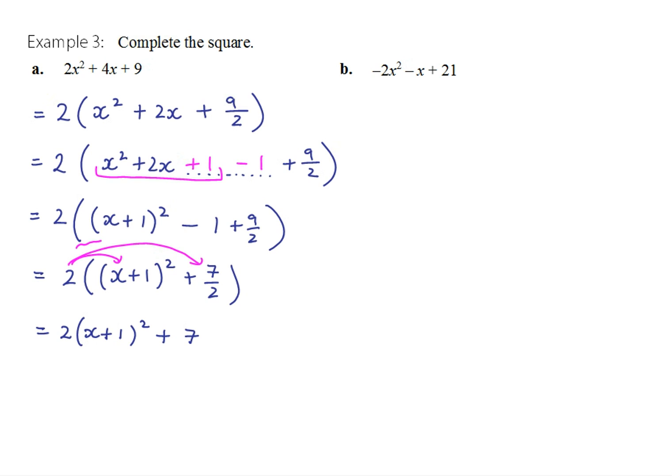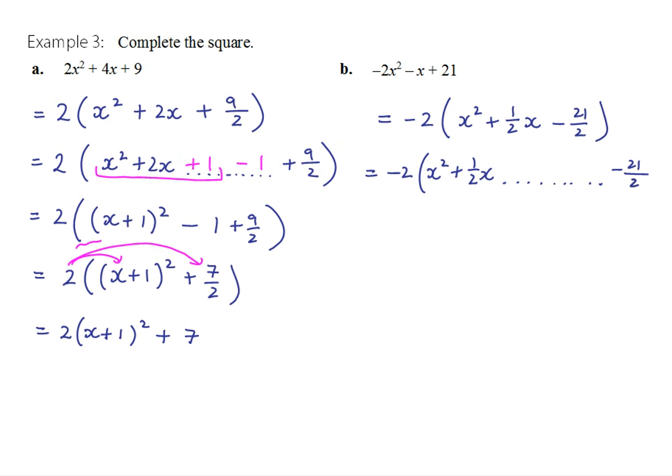Okay, let's just have a look at one more example. So again, it's non-monic, so we must factor out that coefficient of x squared. So I'm going to take out negative 2. I'm going to be left with x squared plus 1 half x and minus 21 on 2. So we've got some fractions going on here. Okay, so we're going to have x squared plus 1 half x. Figure out what to add and subtract.